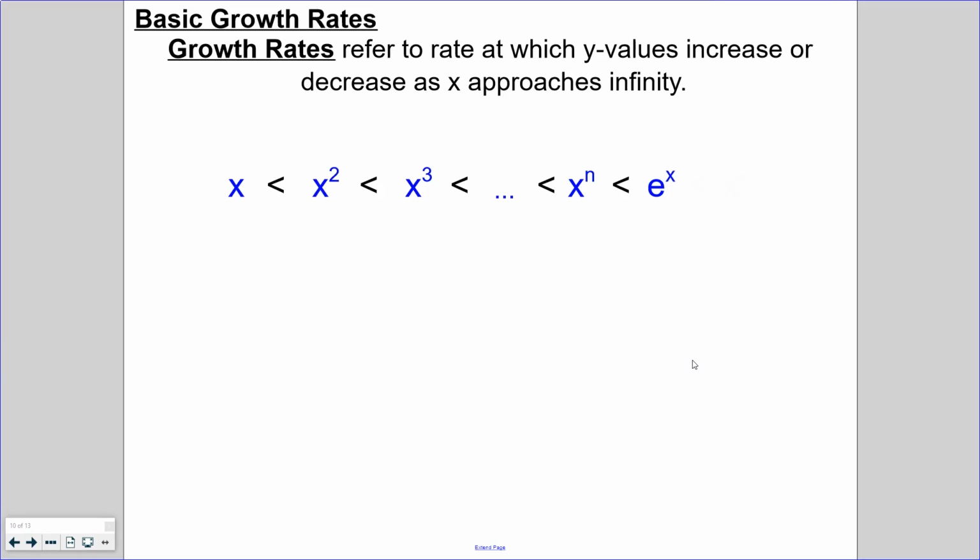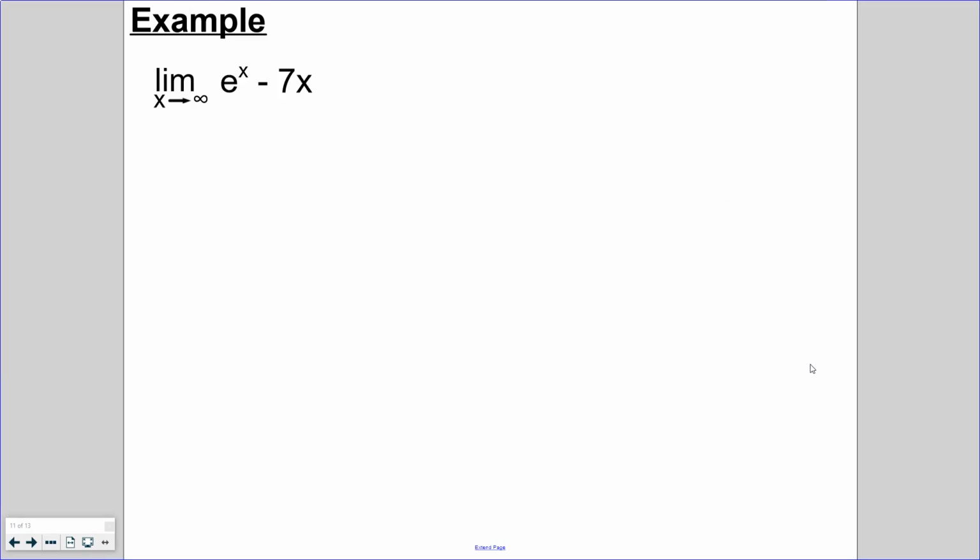Now, is there anything that grows faster than e to the x? And yes, there is. There is this function known as x raised to the x power. We will not necessarily be dealing with that much in this course, but you'll dive into growth rates further in Calc 2. But again, we just need to know basic stuff, such as e to the x grows faster than all of our polynomials. So with that in mind, we're going to learn how to evaluate limits at infinity of e to the x.